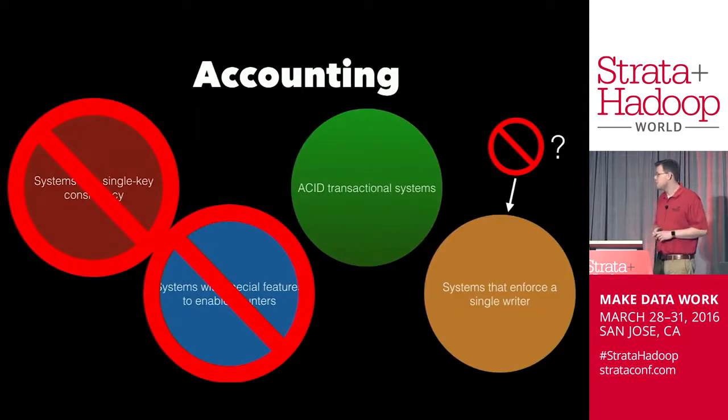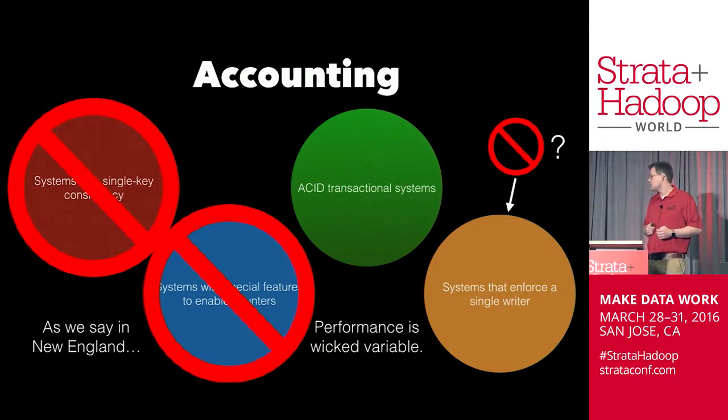So once you move to accounting, this rules out systems with single key consistency. It rules out systems with special features to enable counters. That is, you don't get atomicity for these systems. So some of the counters might be updated, some of them might not. You still get ACID transactional systems. If you've got systems that enforce a single writer, this is a maybe. You don't have atomicity by default with systems that enforce a single writer, but it's easier to code. It's not fun to code, but it's possible. And again, performance is really different.